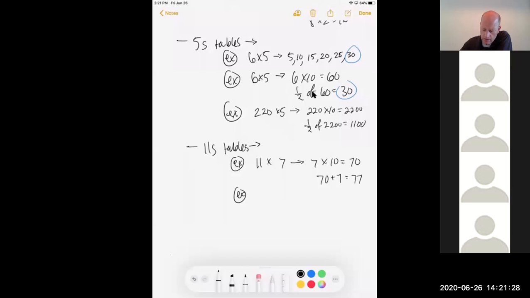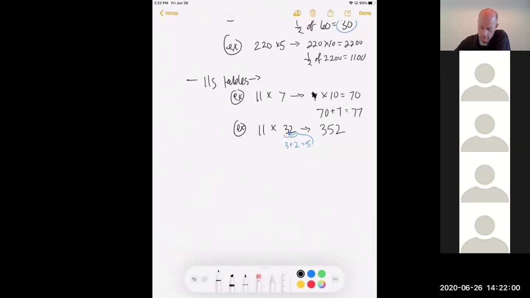If you have a 2-digit number multiplied by 11, like 11 times 32, you take the digits, the 3 and the 2, and you add them together. And the 5 you put back into the middle of 3 and 2. So the answer is 352. So that's how you can get to 11 squared if you want.